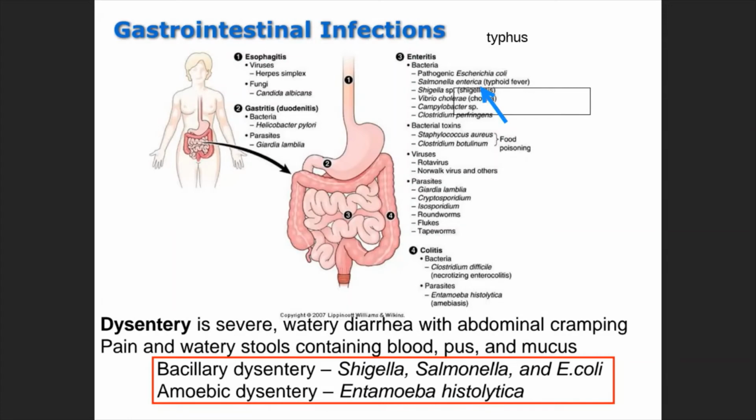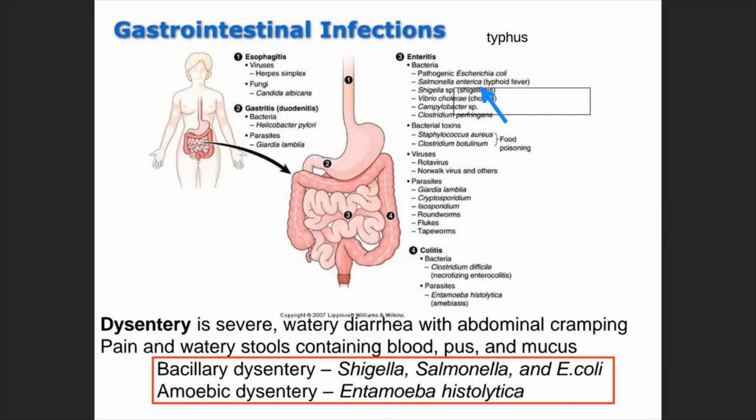All right, so the one that I think you should focus on is Salmonella, which causes typhoid fever. Shigella causes shigellosis, which actually causes dysentery. Vibrio cholerae causes cholera. Campylobacter, don't worry about that. Clostridium perfringens, don't worry about that one.